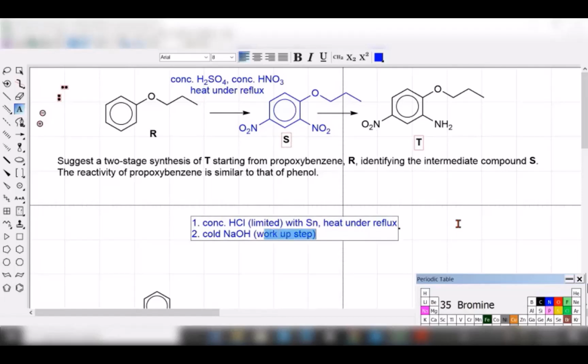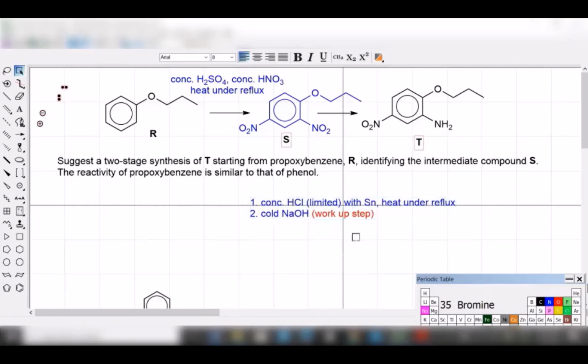You don't have to put in the workup. I say you don't need to put in the bracket workup. I just put that in just to remind you guys that this is actually a workup step. Okay, so this is the condition you use to reduce S to T.